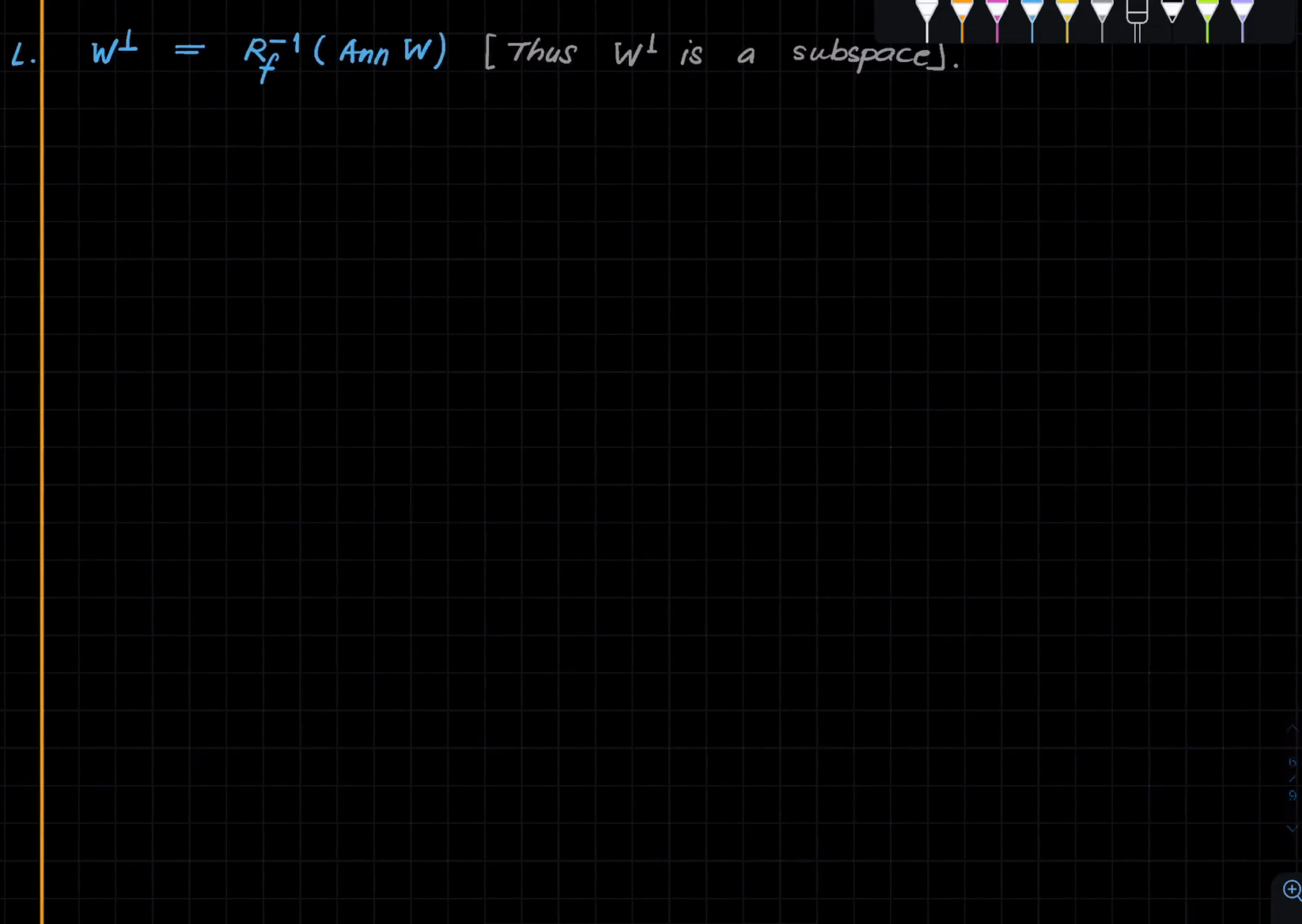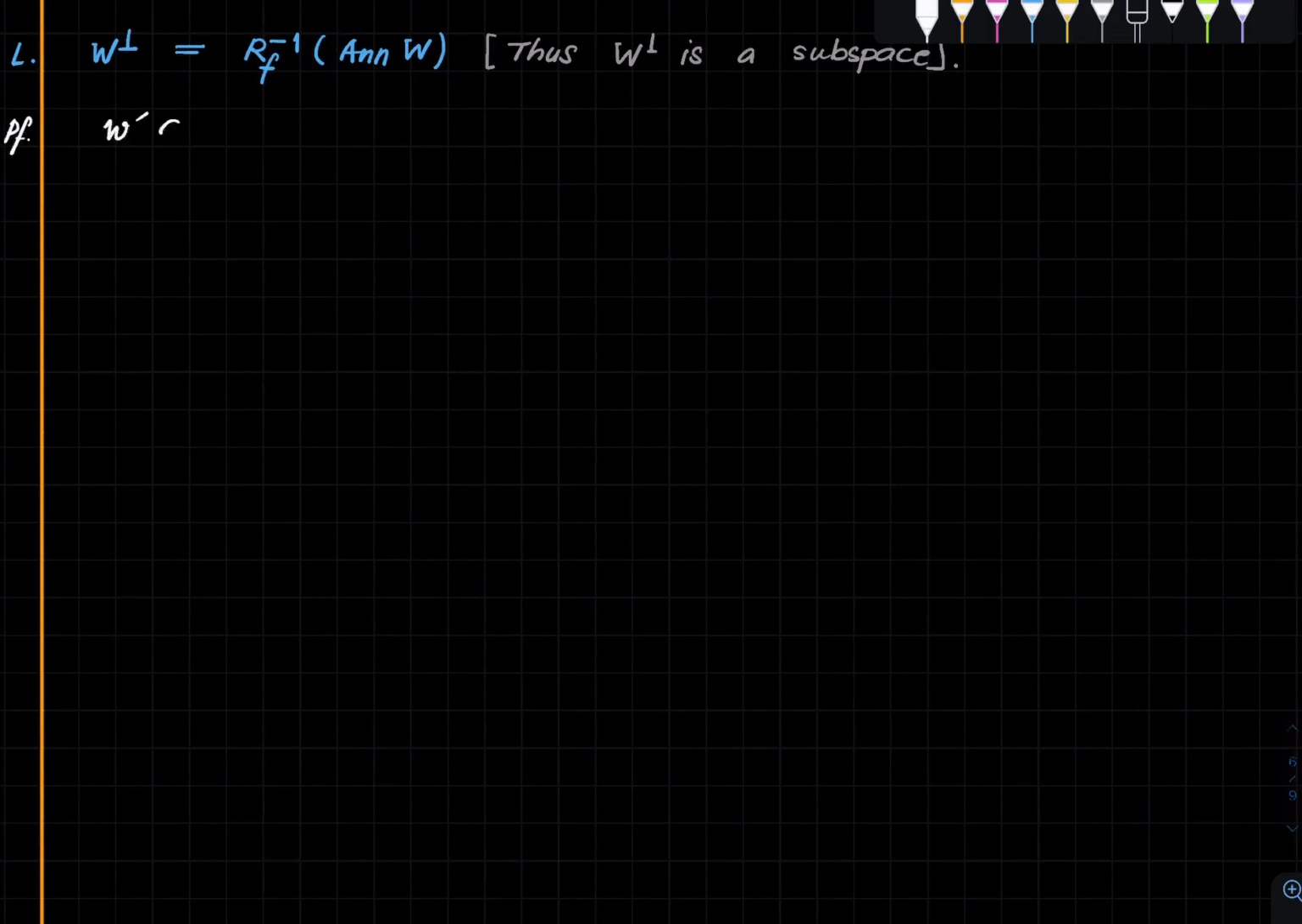So let's make this small observation. W perp is the same as this: you take the annihilator and then the pre-image of the annihilator under this map RF. So this should be an easy exercise by what we have already noticed. So here is the proof.